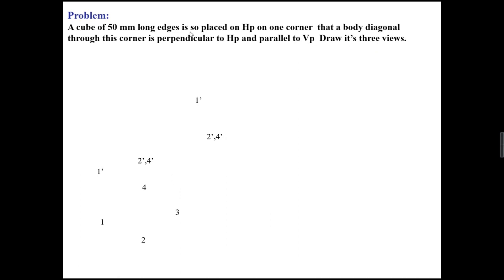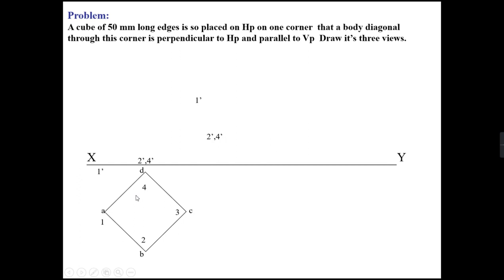So as given in the question, your corner is on the horizontal plane. Means we have to make the square in the diamond shape, right? So this will be your top view, and this will be your front view, right? So if I see it from the front side, I will be able to see these two faces, A, B, 2, 1 and B, C, 3, 2, right?